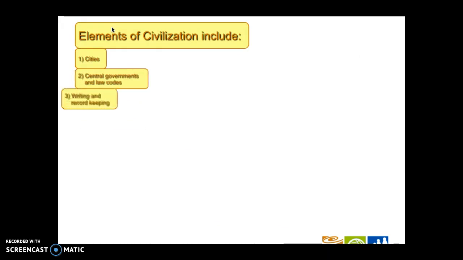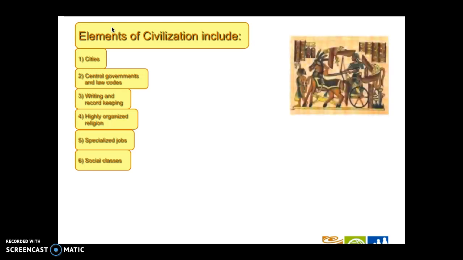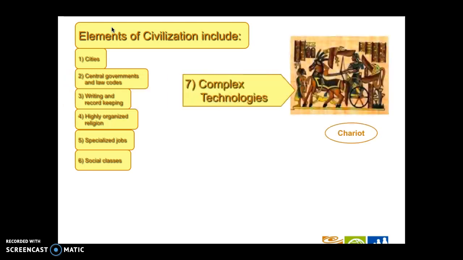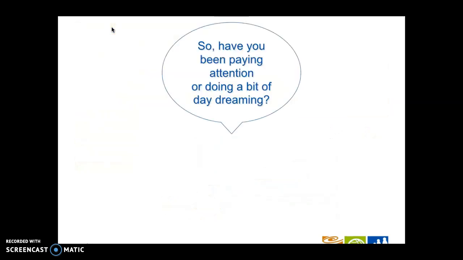Okay, and the final component of a civilization, the final element, any guesses as to what it might be? Yep, I think I heard you say it. Complex technologies. Early on, that might look like a chariot or even a bronze sword. And as we move through time, our technologies are going to become more complex.